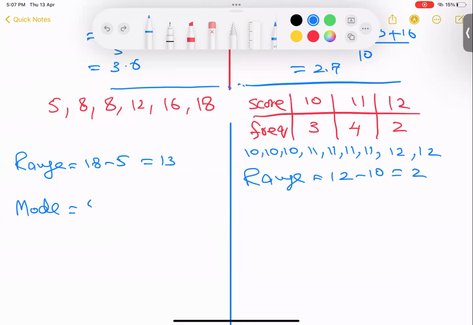So 8 is the mode here. And here, mode is, what is common sense, 11 repeats 4 times. So 4 is not the answer, 11 is the answer. Okay, now I talk about the median.